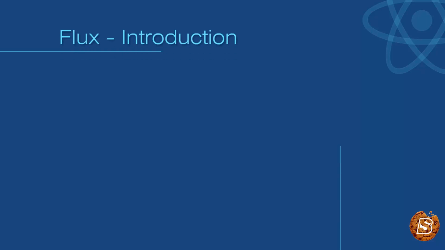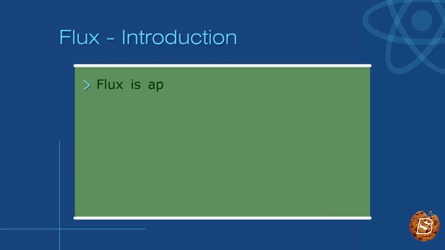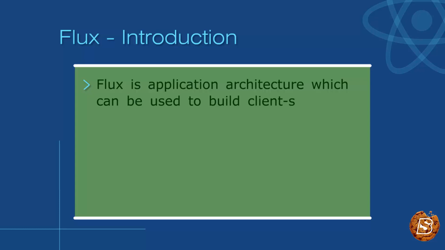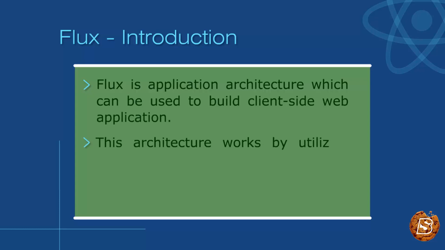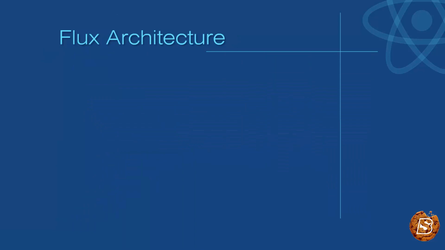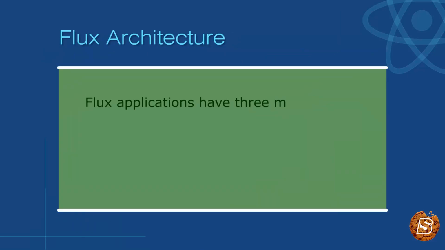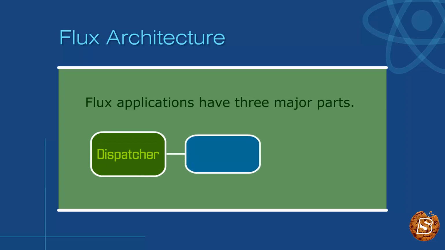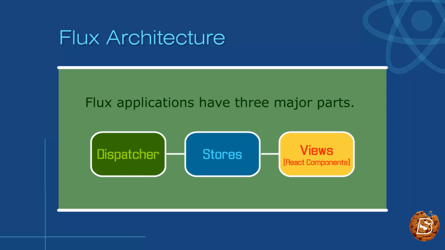Now we'll take a look at Flux. Flux is application architecture which can be used to build client-side web application. Now this architecture works by utilizing unidirectional data flow, and it's pretty easy to use without a lot of new code. The basic architecture of a Flux application has got three major parts: dispatcher, stores, and views. Views are something that we have already seen, that is React components.